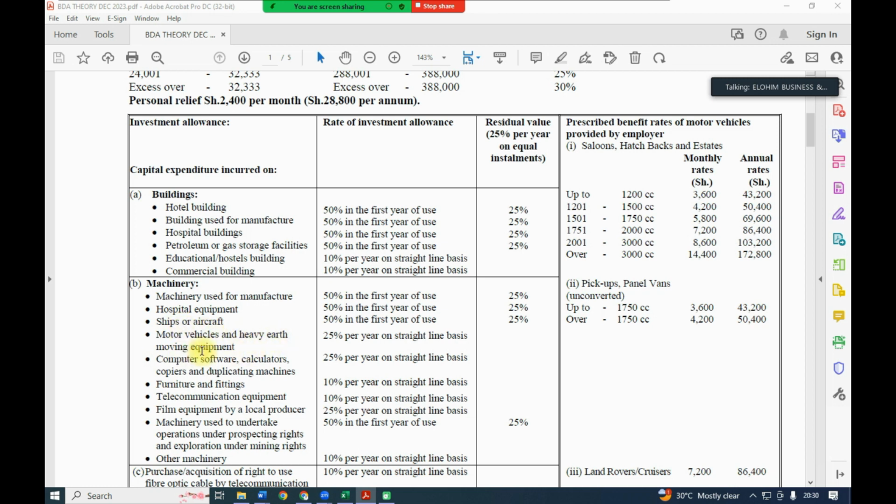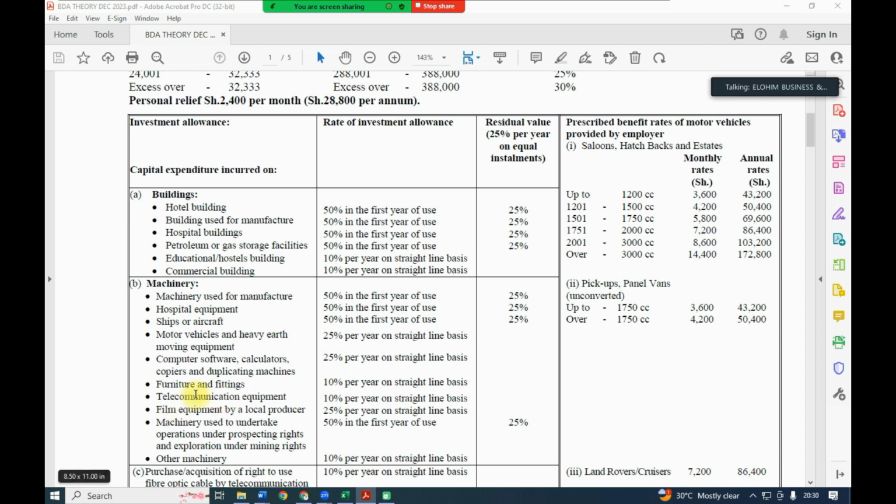Motor vehicle and heavy earth moving equipment, 25%. This is the one that initially was class 1. Currently, we talk about just category 1, 25% per year straight line. Computer software, calculators, copy and duplicating machine: these were items that initially were in class 2. Currently, we talk about still category 1 because the rate is the same at 25% per year, straight line.